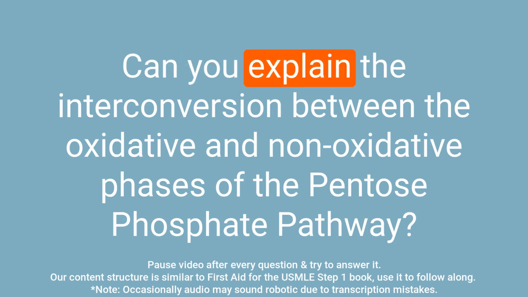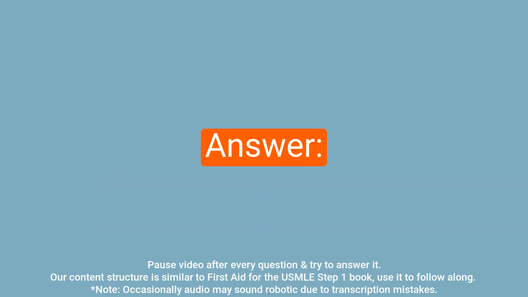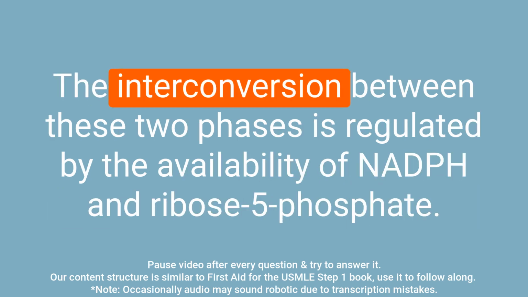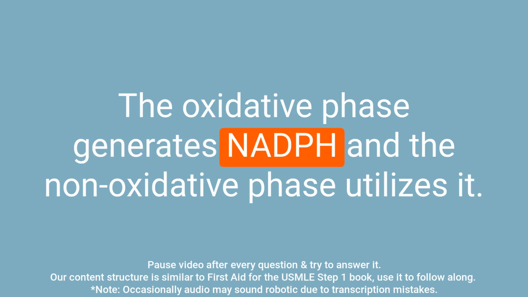Question: Can you explain the interconversion between the oxidative and non-oxidative phases of the pentose phosphate pathway? Answer: The pentose phosphate pathway has two distinct phases, the oxidative phase and the non-oxidative phase. The interconversion between these two phases is regulated by the availability of NADPH and ribose 5-phosphate. The oxidative phase generates NADPH and the non-oxidative phase utilizes it.